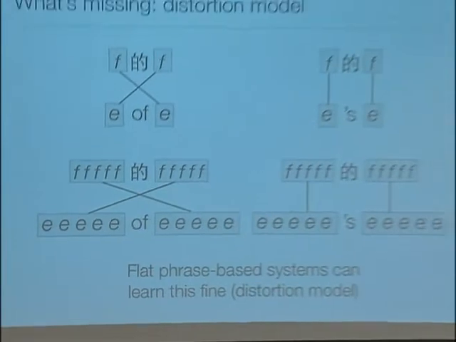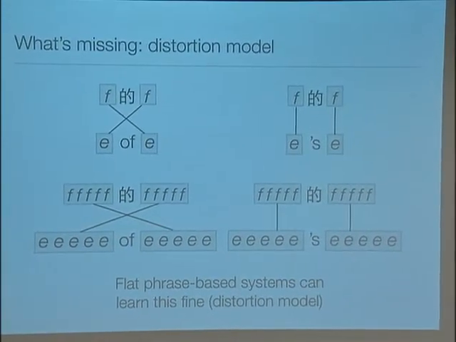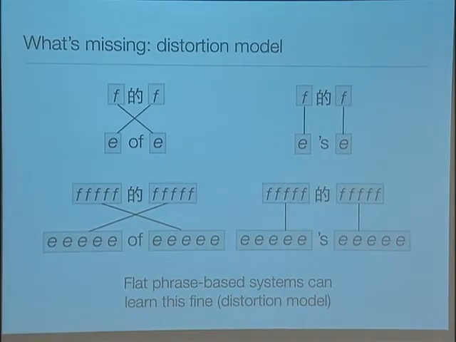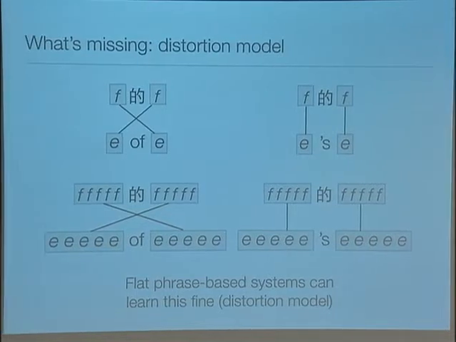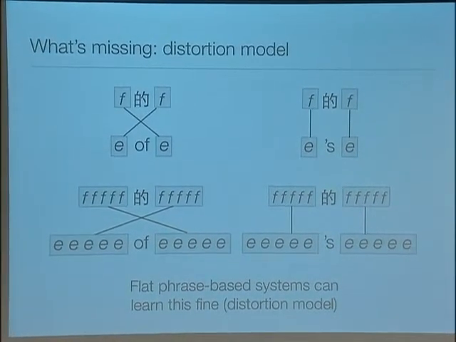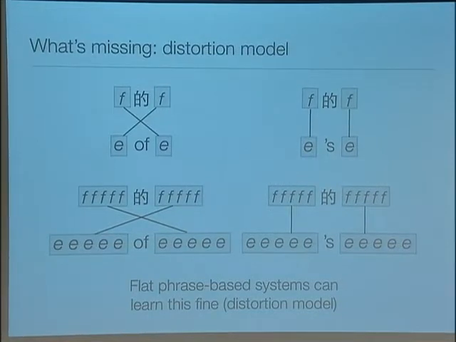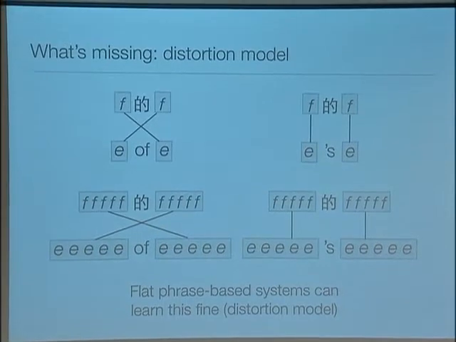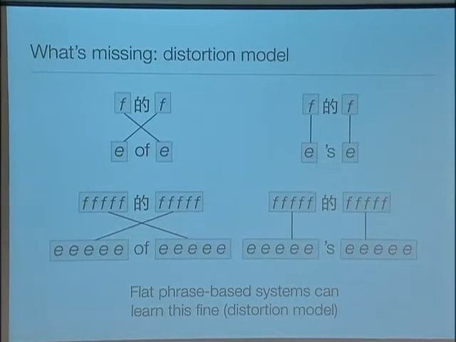OK, so this talk is kind of like lots of little talks in one. That was the first one. So the second thing: what else do I think is wrong with Hiero? The first one was syntax, and syntax is something that syntax-based systems have, but Hiero doesn't. So here's something that phrase-based systems have, but Hiero doesn't. Hiero has these nice hierarchical structures, but it does not have a distortion model.